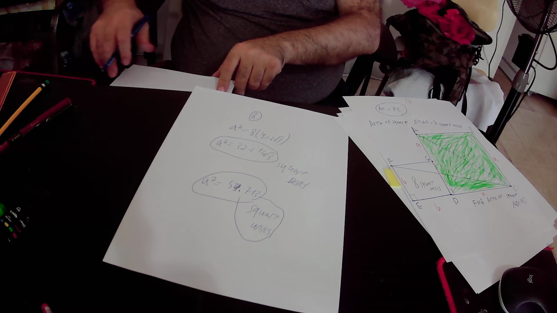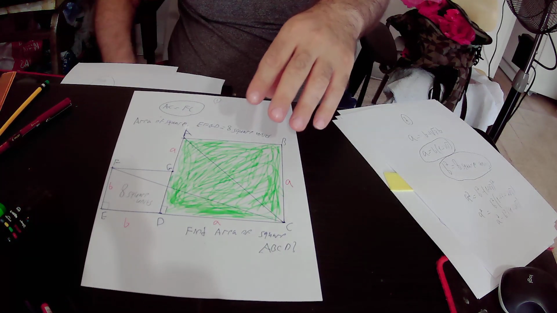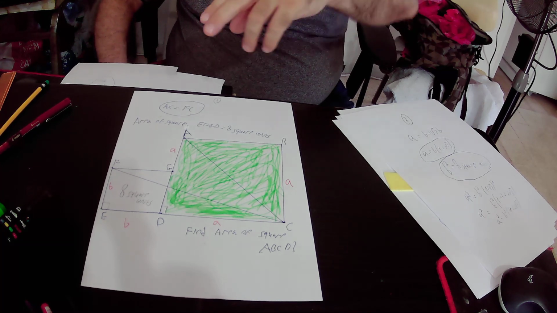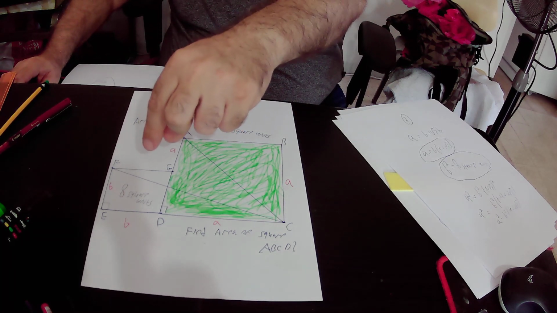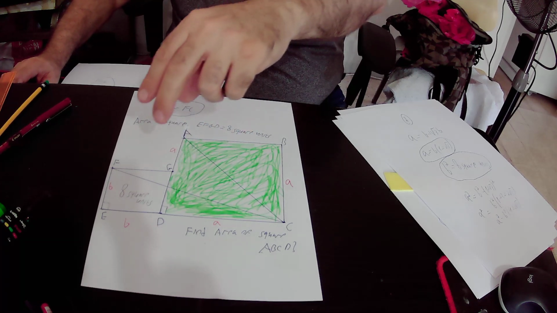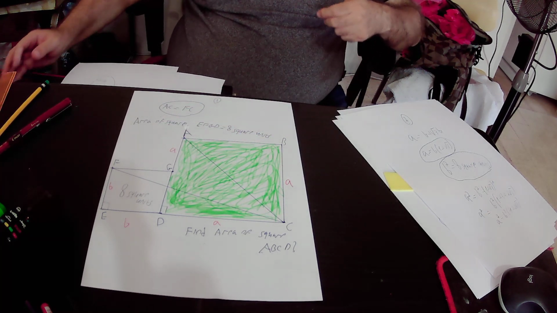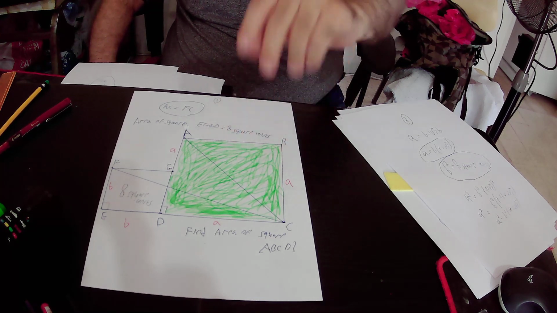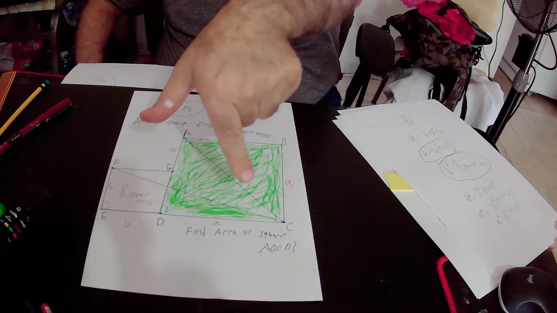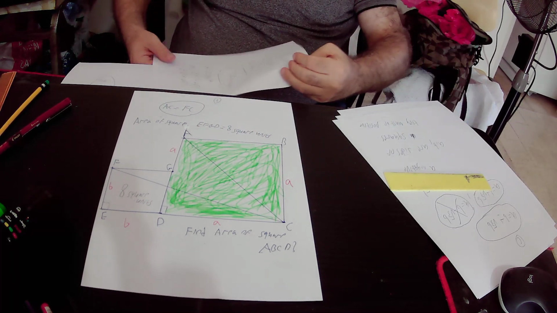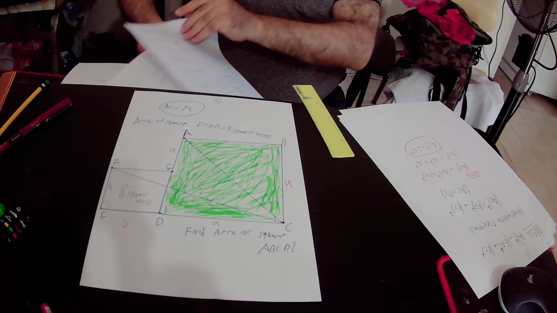Now I will summarize the lecture. We wanted to find the area of this green square. We have in the drawing a small square EFGD, whose area is 8 square units. We want to find the area of the green square ABCD. We also know that AC equals FC, as given in the question. And we want to find the area of the green square.